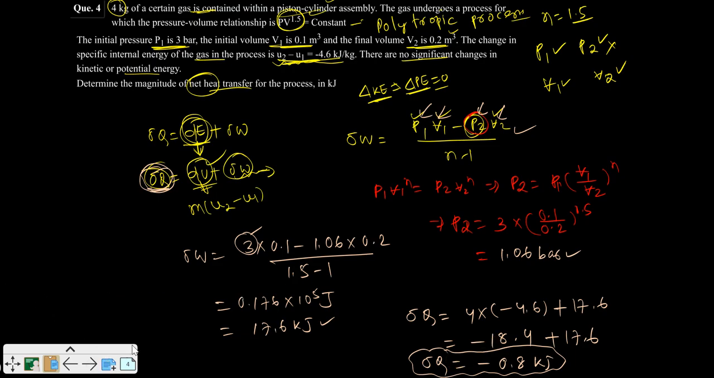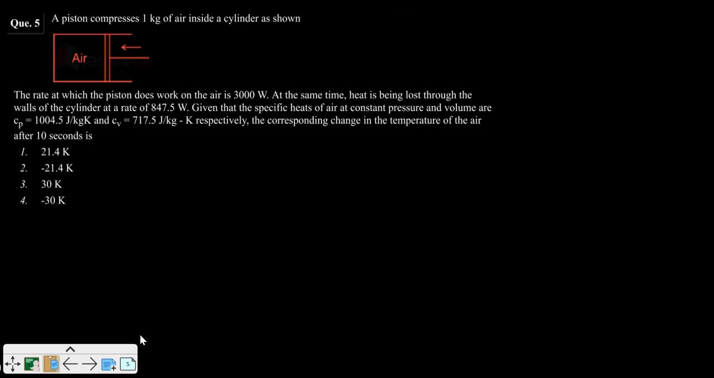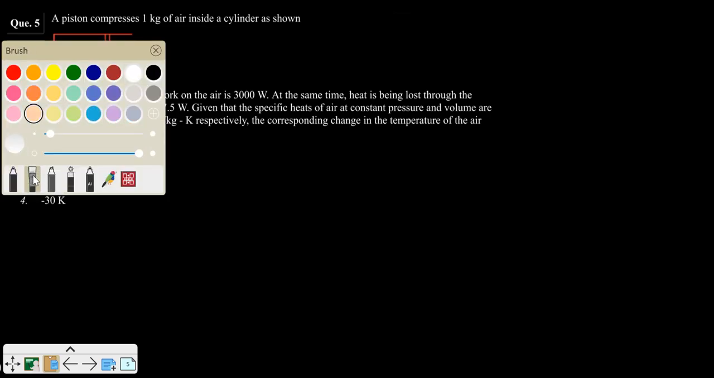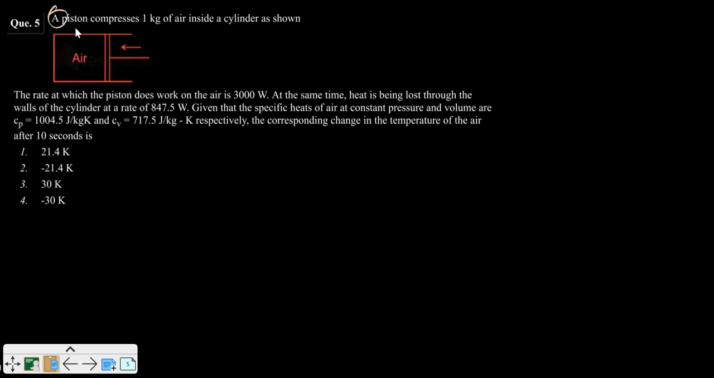So let us move towards the next question, and this is the last question for this test, right? Okay, so let us read it. So here it is saying that a piston compresses 1 kg of air, so that means m equal to 1 kg, inside a gas cylinder arrangement, right? So here air is there, and this is the piston and this is the cylinder. We are compressing it, right?